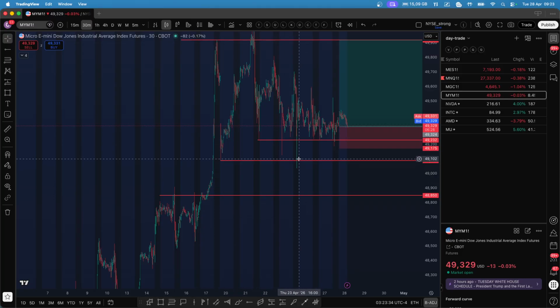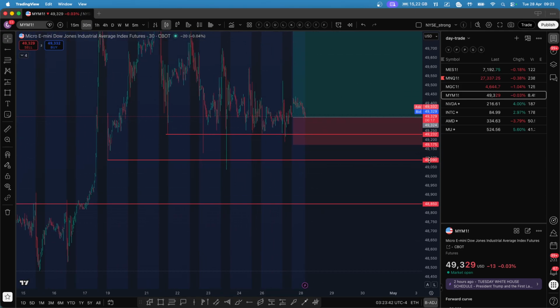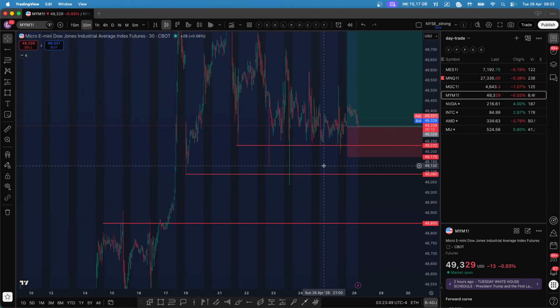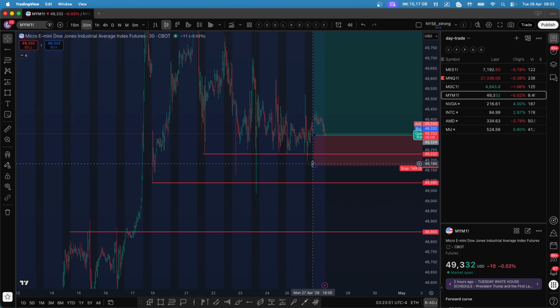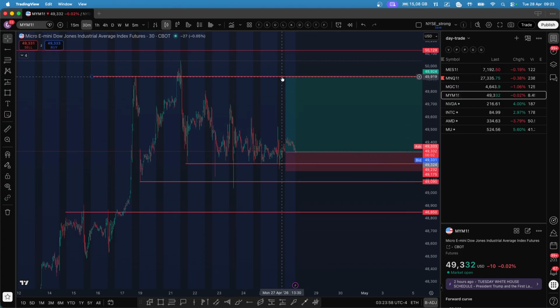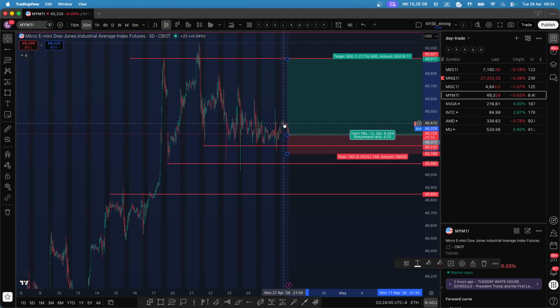So if you see this low, this is the lowest point of the consolidation. We took out that low, then went bullish. We also took out all this low. This is the low, and that's why I think it's a good long. Stop loss is around this 49,180, and you can target this level 49,900. So this is one of my long ideas for the MYM.